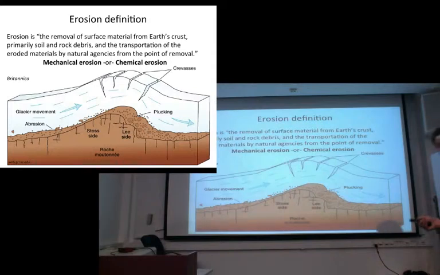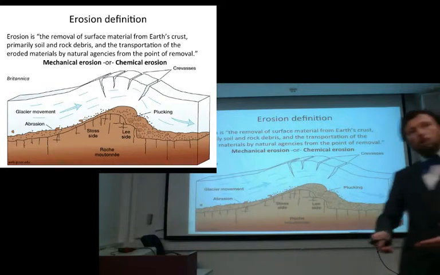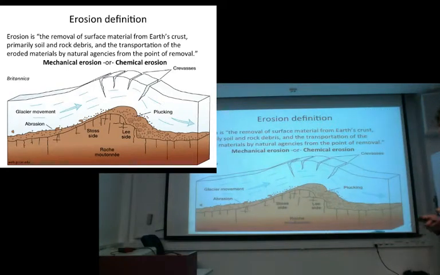Erosion. So what is erosion? Erosion is the removal of surface material from the earth first. In the case of glaciers, it is primarily rocks or sediments, and they are transported away from the point where they were. This can be either mechanical erosion, so mechanically removing and breaking down the rocks, or chemically eroding the rocks, which means that you dissolve some elements of the rocks, some minerals, in water.